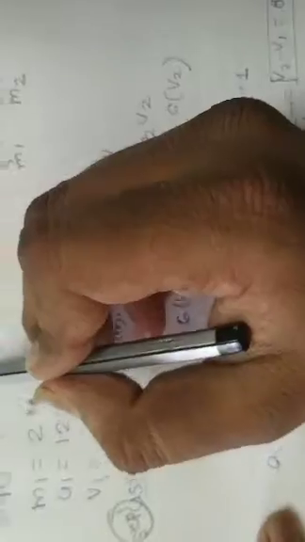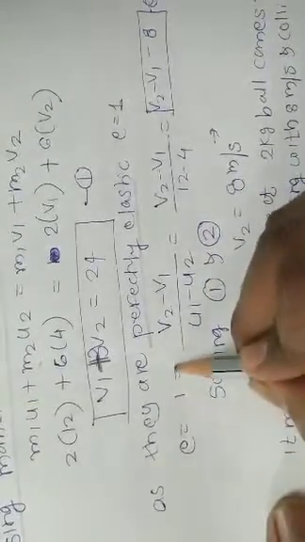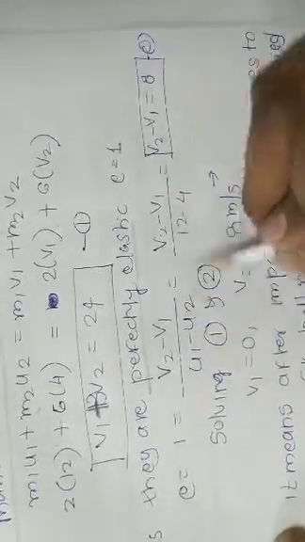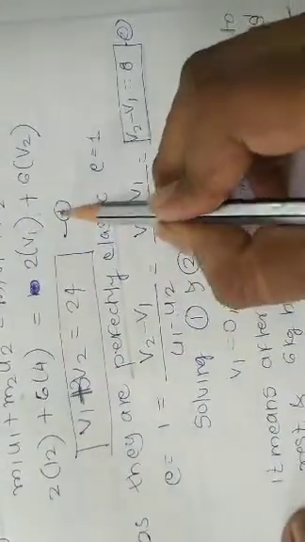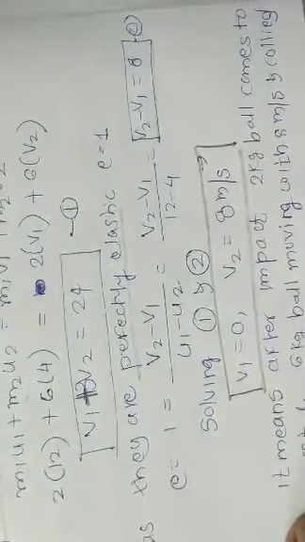Now as e is equal to 1 is given, we'll use that relation also, since a perfectly elastic condition is given. So e is equal to 1, and that is equal to v2 minus v1 upon u1 minus u2. After putting the initial velocities we get the equation v2 minus v1 is equal to 8, and after solving equations 1 and 2, we get v1 is equal to 0 and v2 is equal to 8 meter per second.